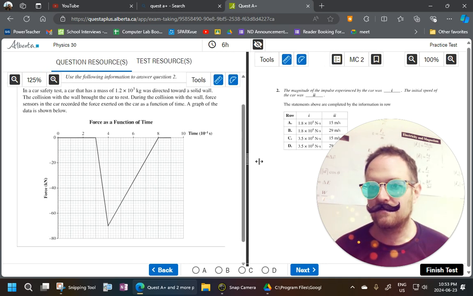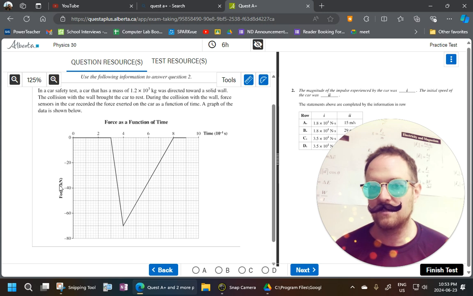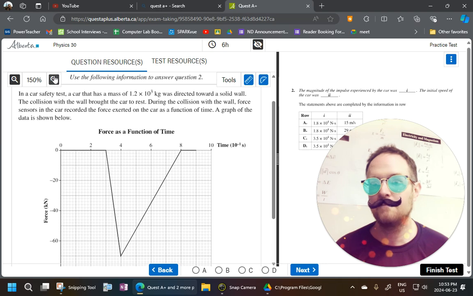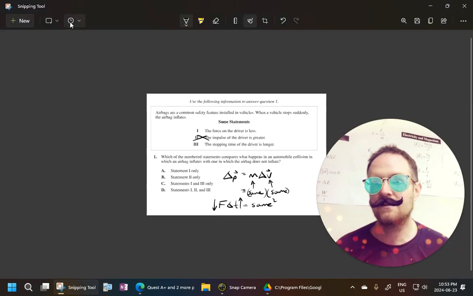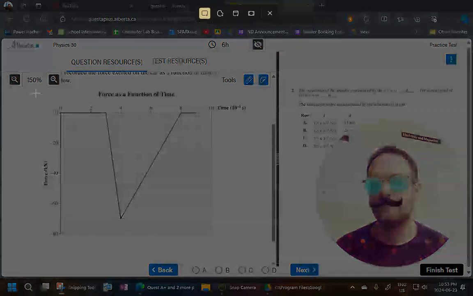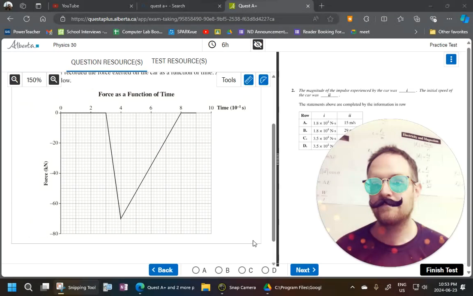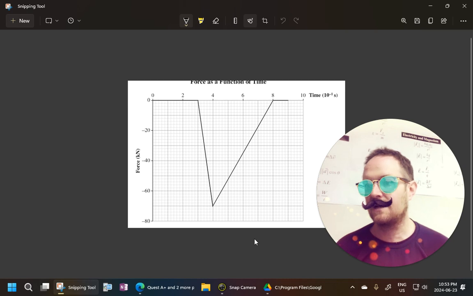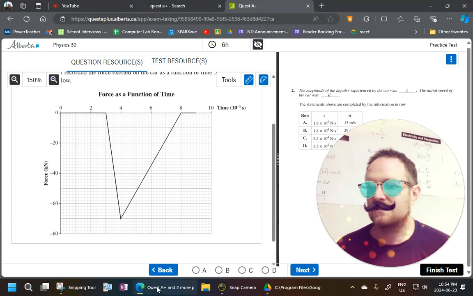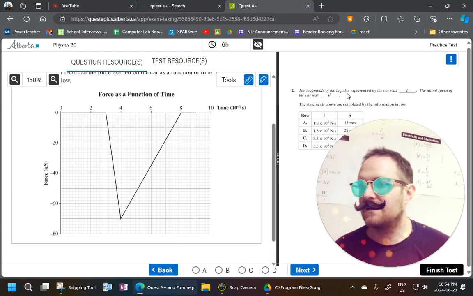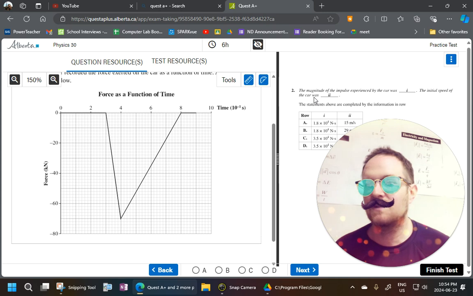So I'm going to just look at this graph here. Got some nice little units here. This is kilonewtons. This is times 10 to the negative 1, right? So what I'm going to do is I'm going to snip this graph here and analyze the graph. Essentially, we're going to find the area of this graph. This is a force time graph. So once you have a force time graph, we know we're going to get the area of this graph. It's a given. So the magnitude of the impulse and the initial speed was. So the impulse is the area.